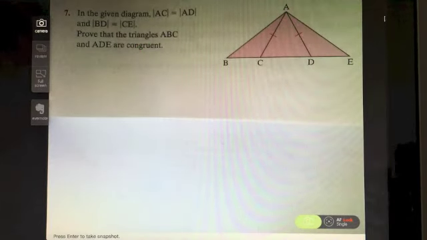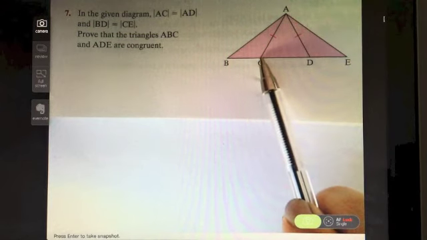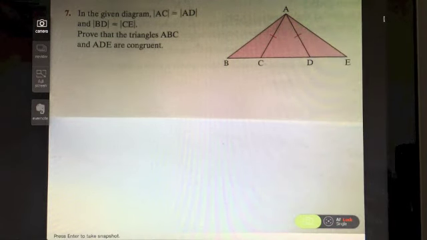We're being asked to prove that the triangles ABC and ADE are congruent. And we're told that AC is equal to AD and that BD, so this line here, is equal to CE, so the length of the line here. So proving that the triangles ABC and ADE are congruent. Pause the video here and see how you get on with this.